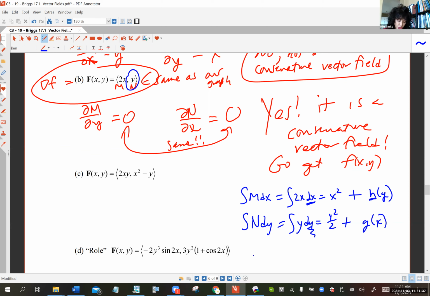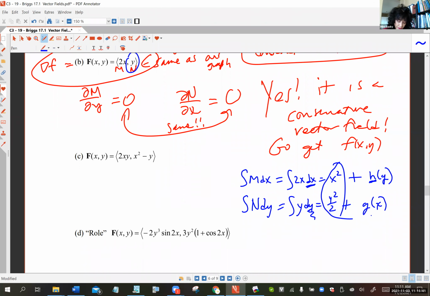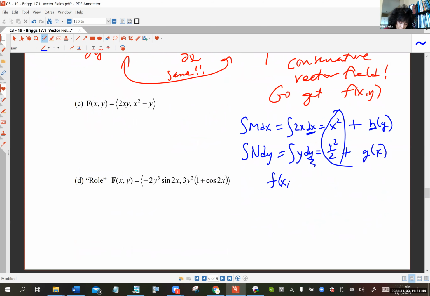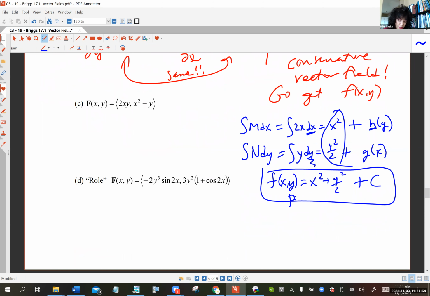Now you're going to look at what we have here, and your mama function, f of x y, is going to be the sum of those two plus a constant. Okay, and we're done with letter B. This is what's known as the potential function for our vector field. This is what I call mama.